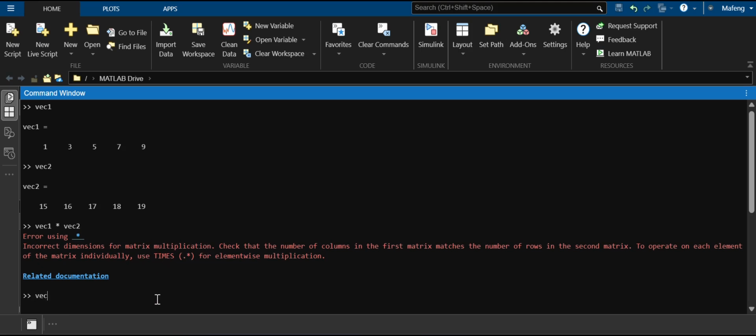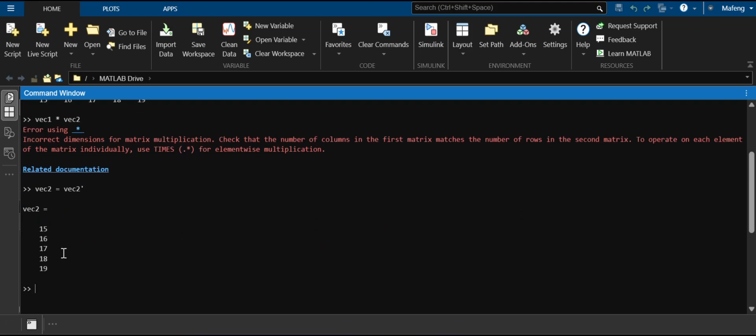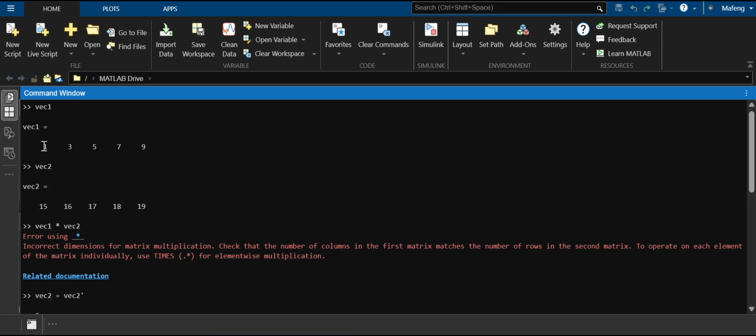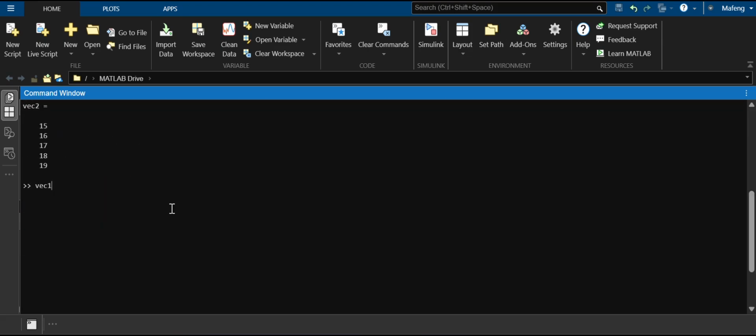Now what if we transposed vector 2? Now vector 2 has 5 rows and vector 1 has 5 columns. Now this would work.